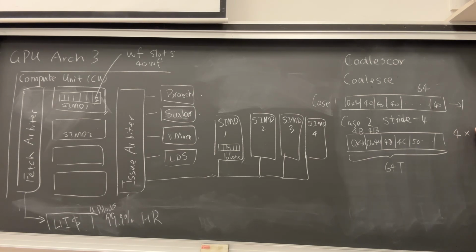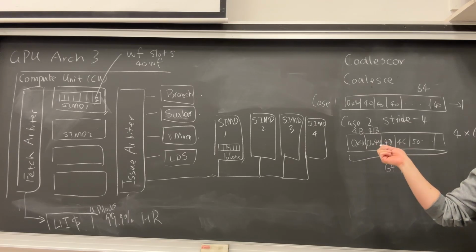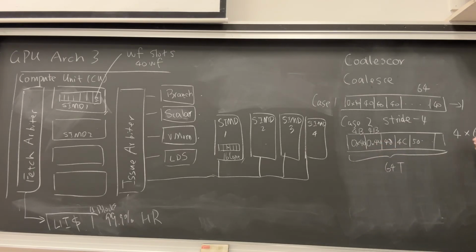It's 4 by 64, right? Each of them is reading 4 bytes, and there's no overlap. So we're reading 4 by 64. That's 256 bytes, assuming a 64 byte cache line.